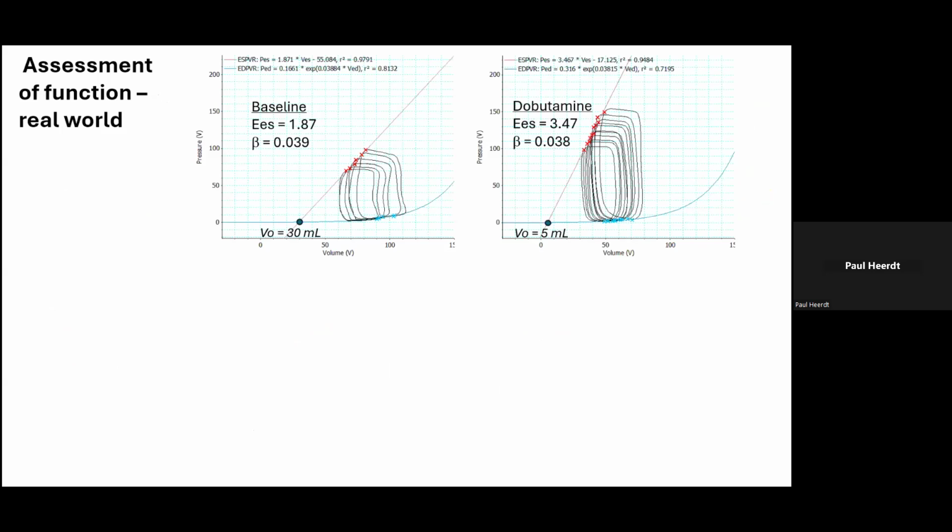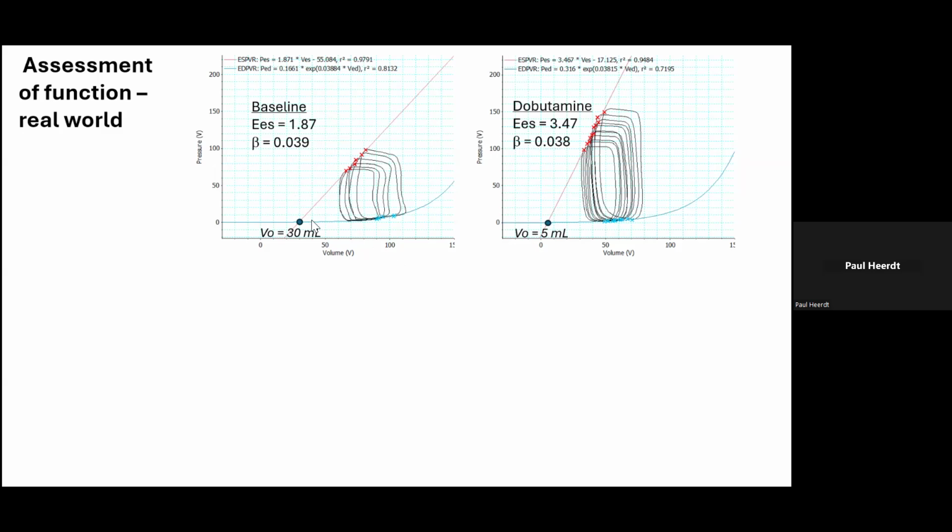Now, let's go on and look at some of these in the real world. And I will say in the real world, sometimes it works quite well. This is an example from an experimental study of the response to dobutamine. You can see the end systolic ventricular elastance or contractility goes up substantially from one to the other. The beta stiffness constant for diastolic function actually changes very little in this.